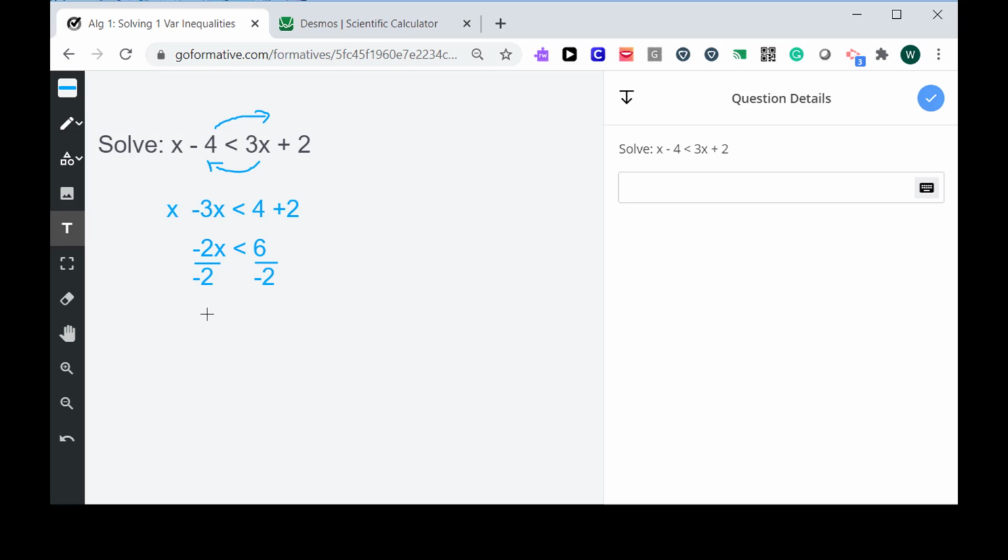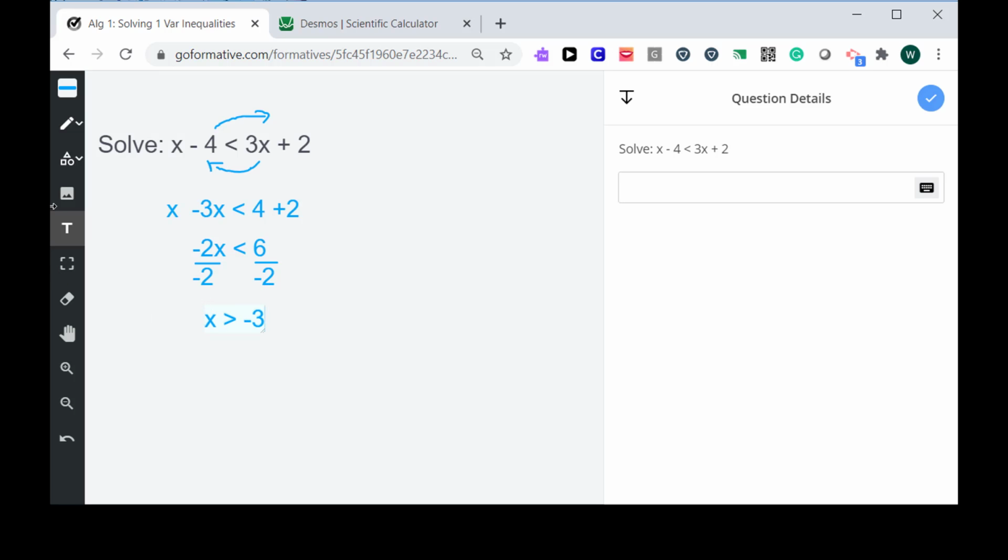And negative 2 divided by negative 2 becomes just x by itself. And now in this problem, we are dividing by a negative number on the bottom. And one of the rules of inequality is if I divide by a negative number right here, I need to flip the inequality sign. So before it was less than, now it's going to be greater than. So if you notice, I flipped the inequality sign. And then 6 divided by negative 2 is negative 3.